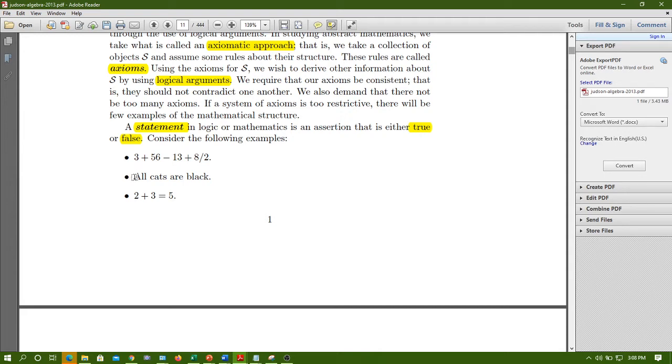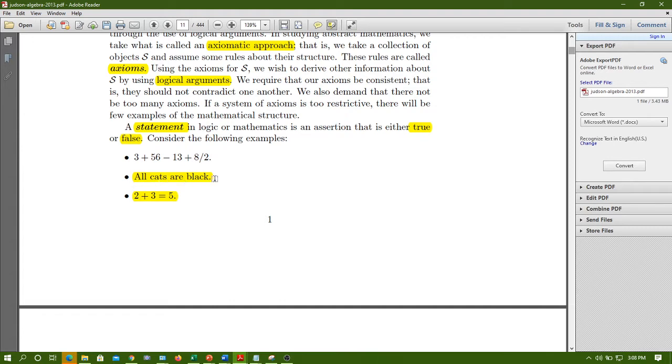Okay. I hope you have seen that "all cats are black" is a complete sentence. "2 plus 3 equals 5" is also a complete sentence or statement. And we know that in our mathematics in the modern world, because we have verbs here, which are "equals" or "is". But in this first example, we cannot find something that will help us decide if this is true or false.